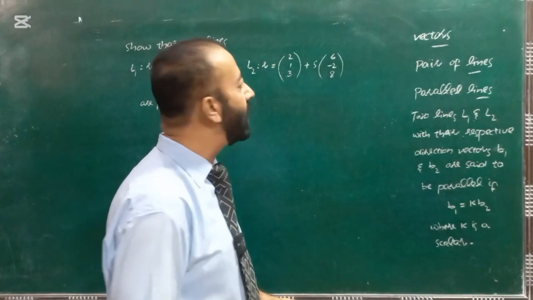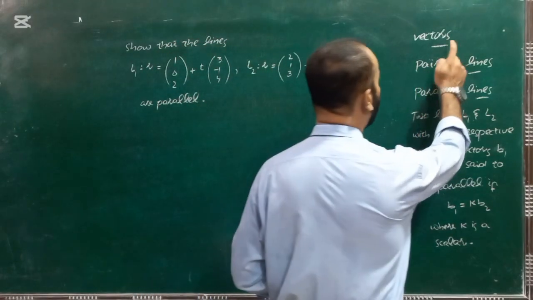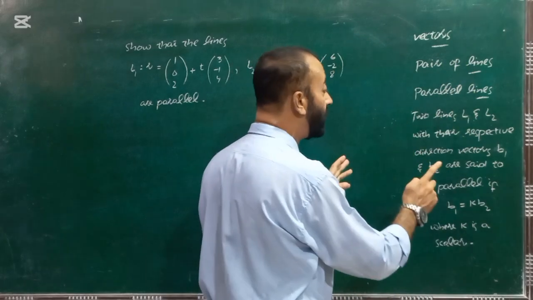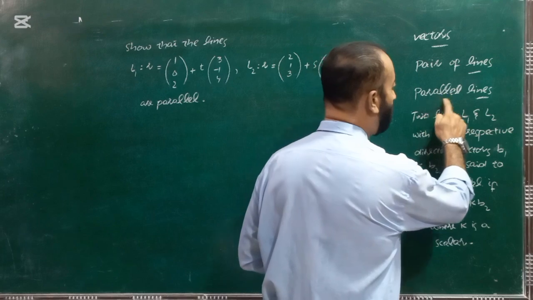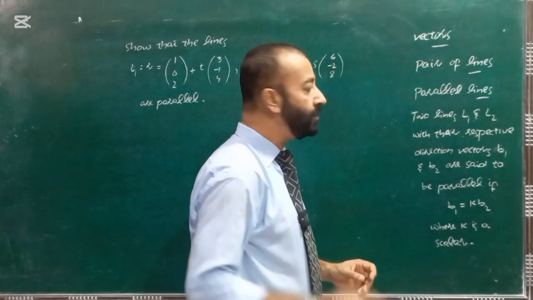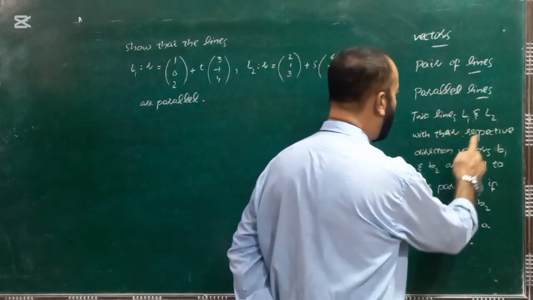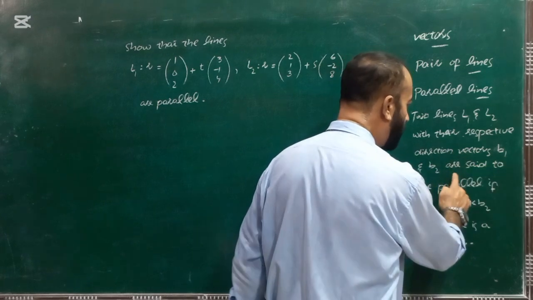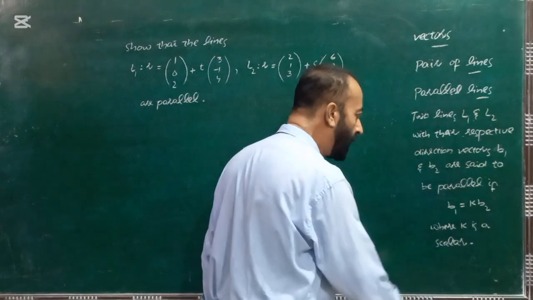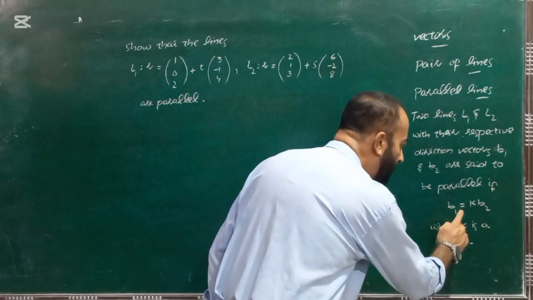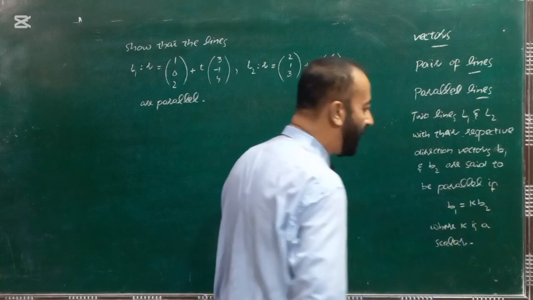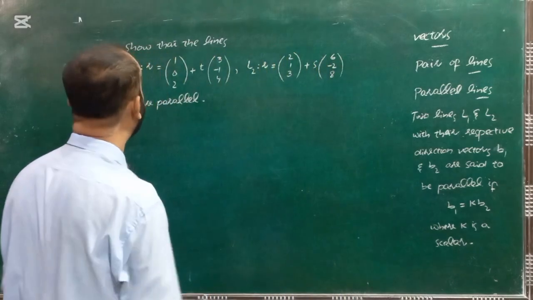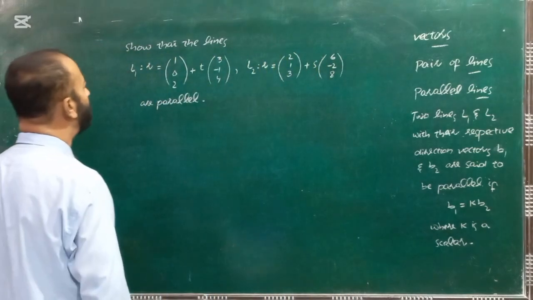The next thing that we are going to read in the topic of vectors is the pair of lines. And in pair of lines, the further thing that we are going to read is the parallel lines. So remember, two lines L1 and L2 with their respective direction vectors B1 and B2 are said to be parallel if B1 is equal to k times B2, where k is a scalar. So here is a question that will make your concepts more clear.